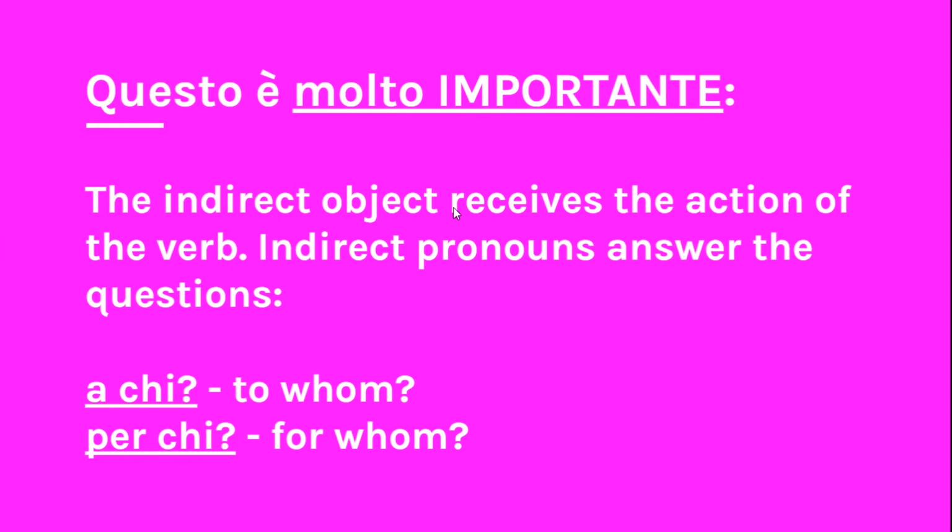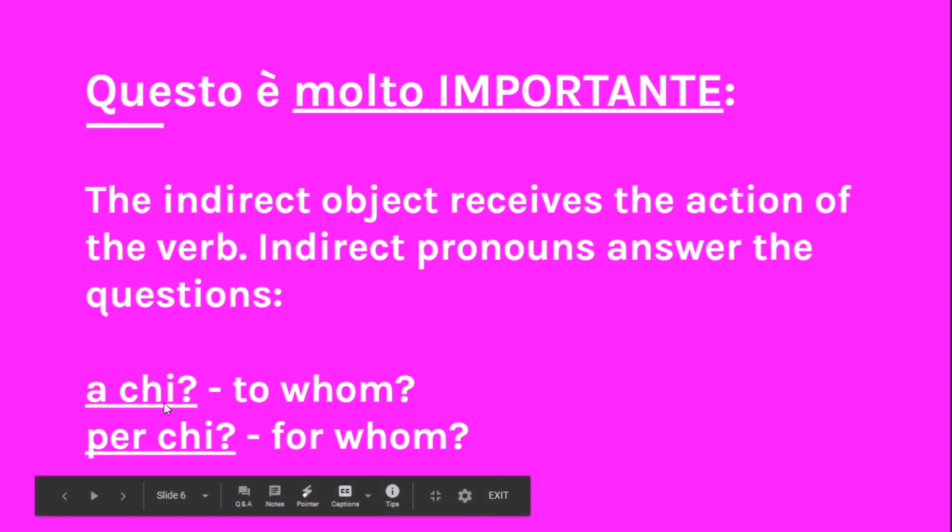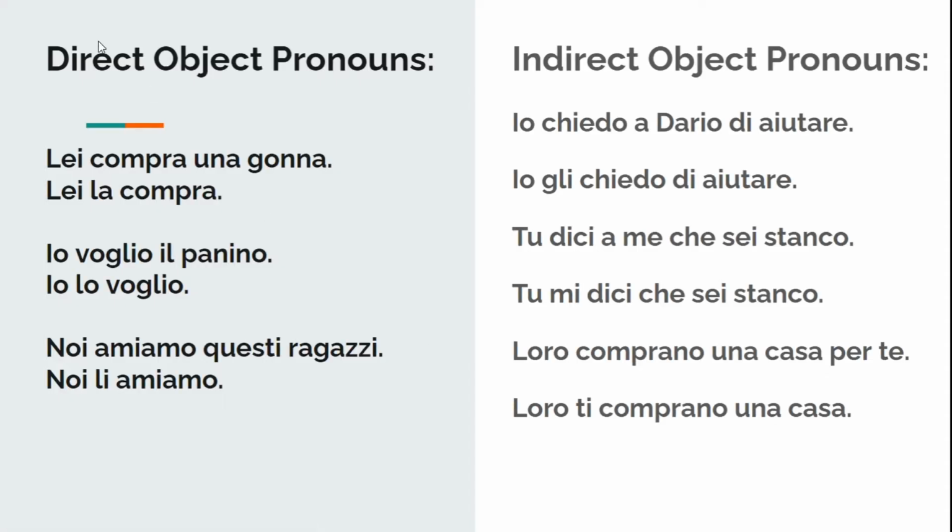The indirect object receives the action of the verb. Questo te l'ho già detto. Indirect pronouns answer questions like a chi, to whom, per chi, for whom. Okay? So let's look at direct object versus indirect object.